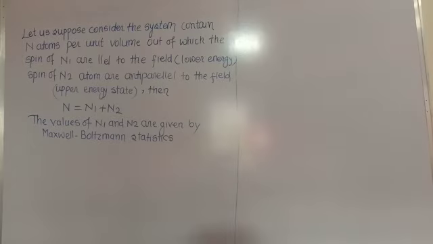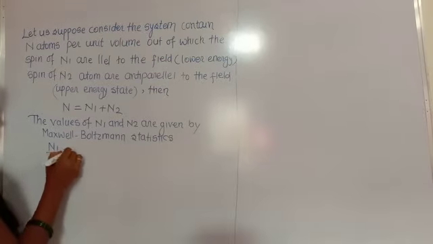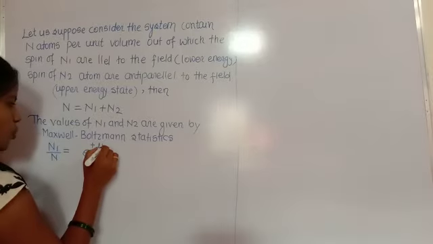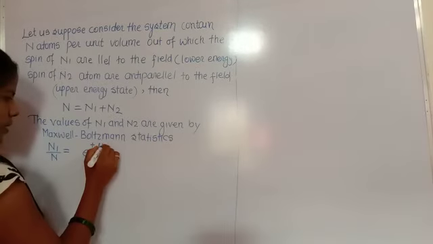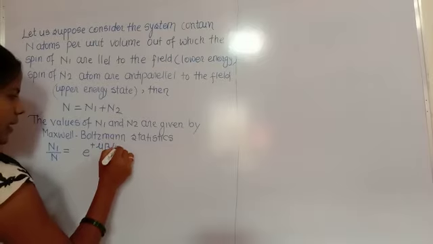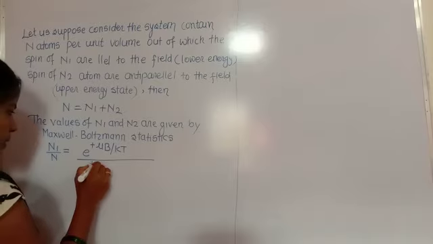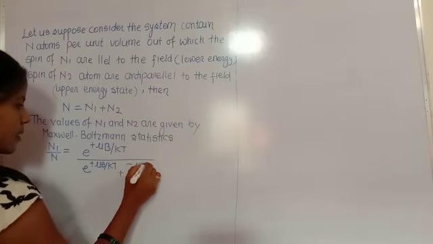Okay, so this value is directly calculated. This is n1 in thermal equilibrium at temperature T in a magnetic field B. This is denoted by n1 by n, which is equal to e to the power plus mu_B B by kT, where mu_B means Bohr magneton, divided by e to the power plus mu_B B by kT plus e to the power minus mu_B B by kT.